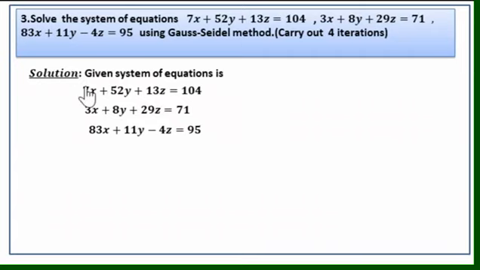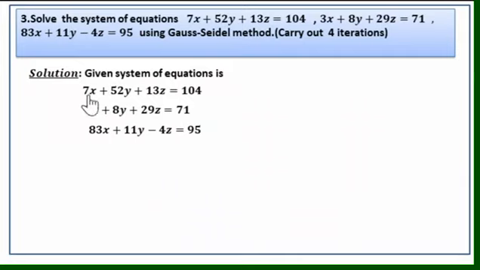If you look at this, the diagonal coefficients are not large as compared to the other elements. Actually, in the first equation, the absolute value of the first diagonal coefficient should be greater than the sum of the absolute values of the other 2 coefficients, but here we have 7, 52, 13. So the system is not diagonally dominant. We need to rearrange the equations so that it becomes diagonally dominant.